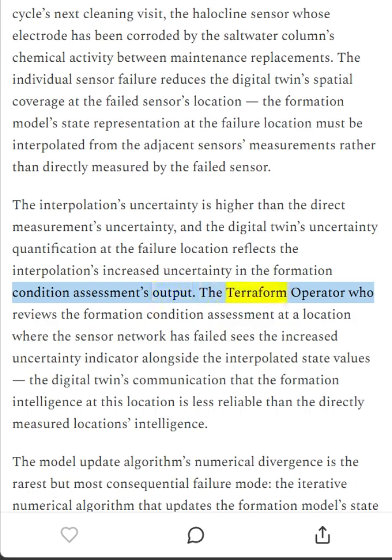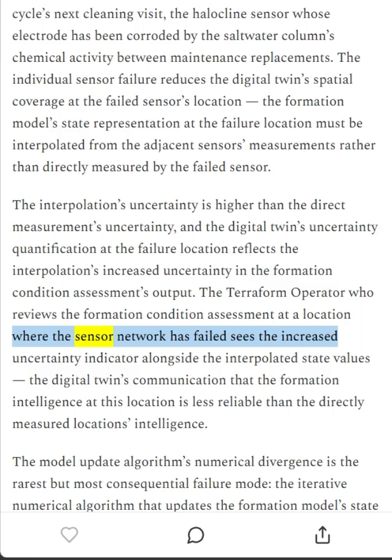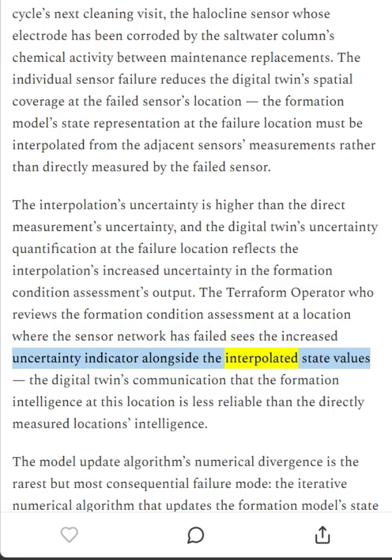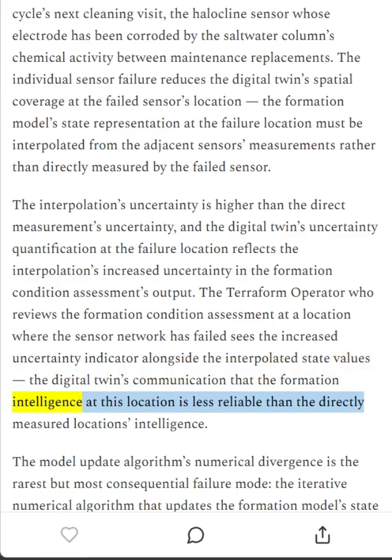The Terraform operator, who reviews the formation condition assessment at a location where the sensor network has failed, sees the increased uncertainty indicator alongside the interpolated state values. The digital twin's communication that the formation intelligence at this location is less reliable than the directly measured location's intelligence.